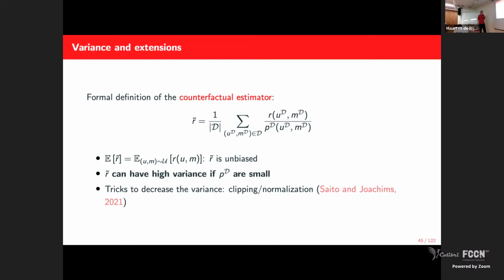There are a few tricks to correct for this. In the tutorial by Saito and Joachims, you'll see a whole range of ways of dealing with this. One is simply clipping the propensities, normalizing them. There are quite a few ways of dealing with this.